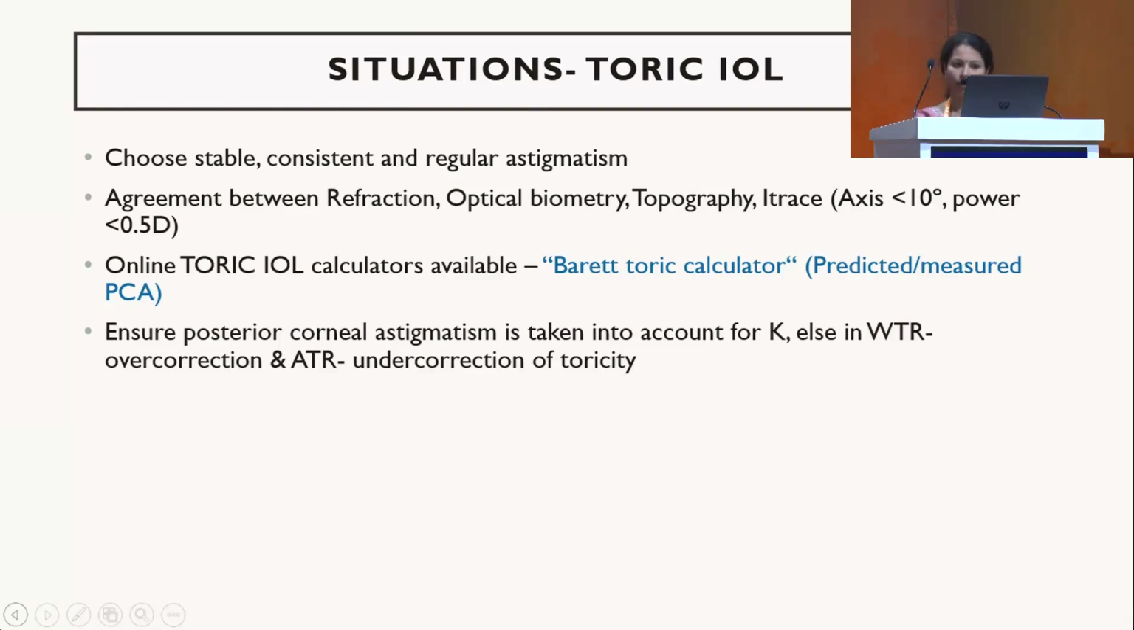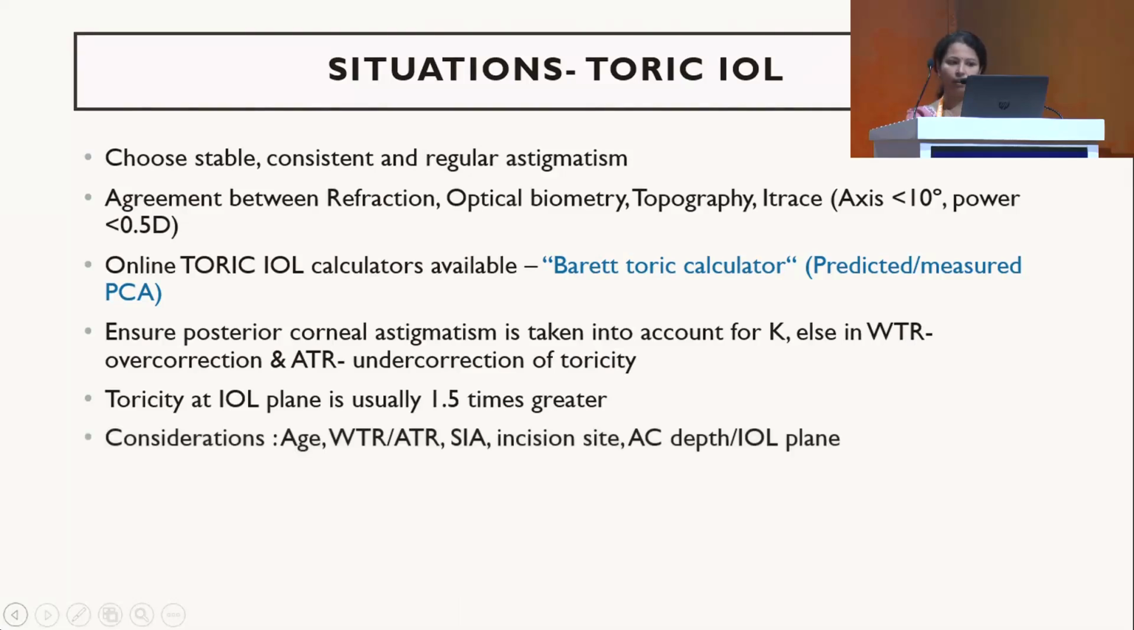Otherwise, for with-the-rule astigmatism, we will end up with overcorrection, and for against-the-rule astigmatism, we will end up with undercorrection. And always, when we calculate the IOL power, the toricity on the cornea is different from the toricity in the IOL plane, and usually the toricity on the IOL plane is around 1.5 times greater than the corneal toricity.